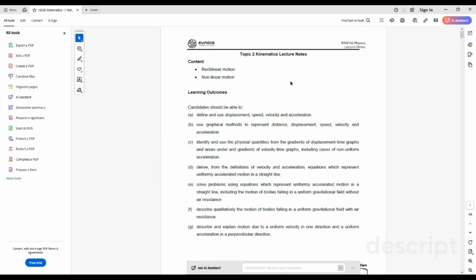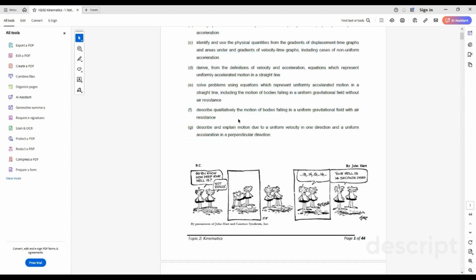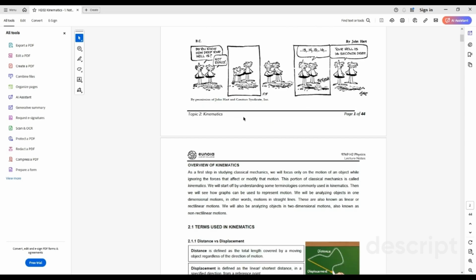So now, as the second part of our SJPO tutorials, we're going to go through kinematics. In part one, we'll just be going through the fundamentals of kinematics before going into non-linear motion. So let's go through some examples.